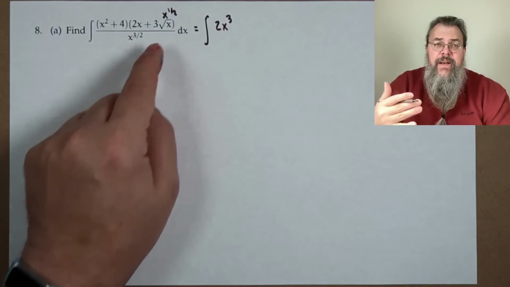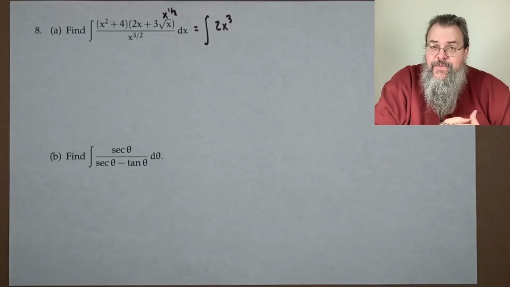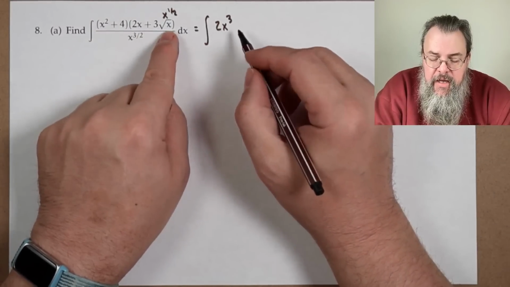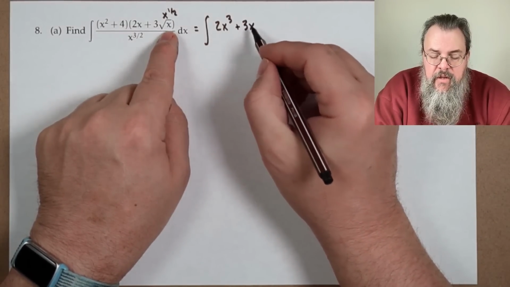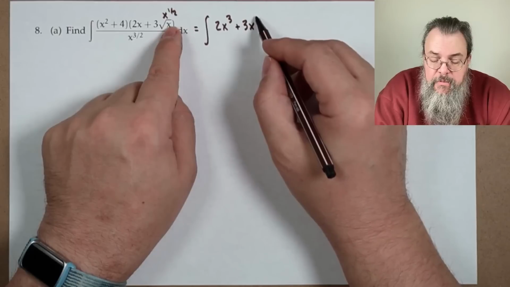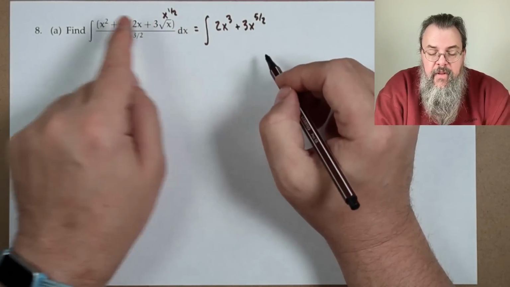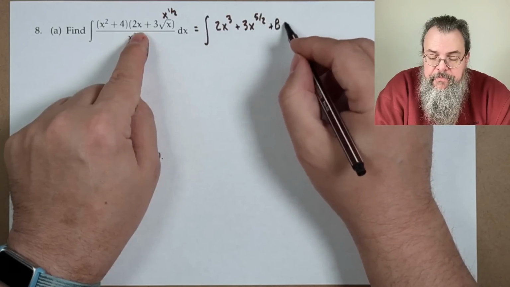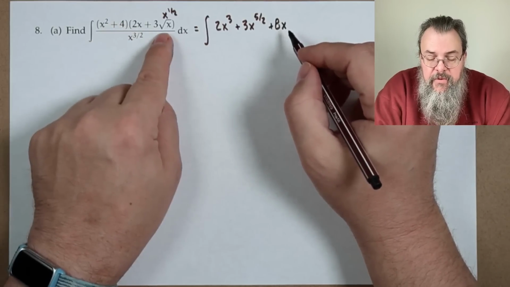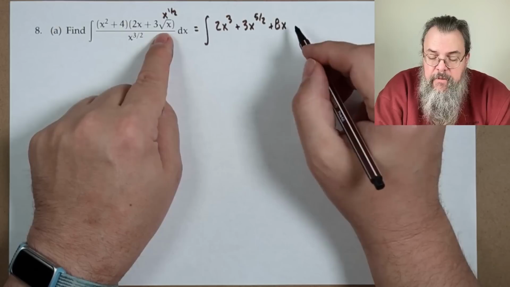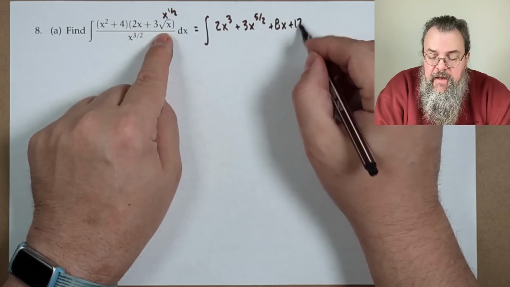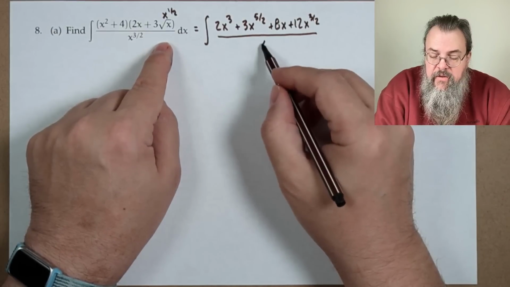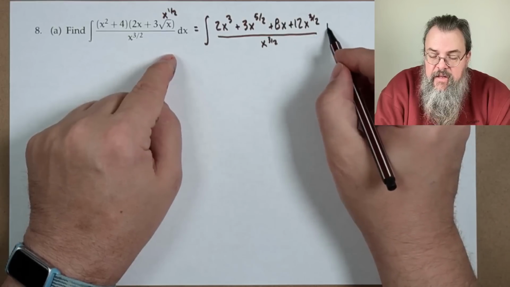Oftentimes when you see a square root of x, if I want to make it more calculus friendly, make it x to the 1/2. So x squared times x to the 1/2 becomes x to the 2 plus 1/2, which would be 5 halves. 4 times 2x, well, that would be 8x. And then 4 times 3x to the 1/2, well, that would be 12x to the 3 halves. All over x to the 3 halves and dx.